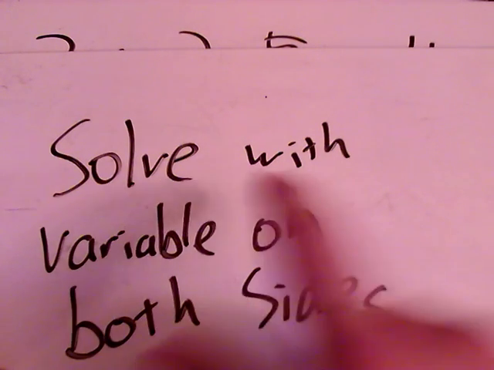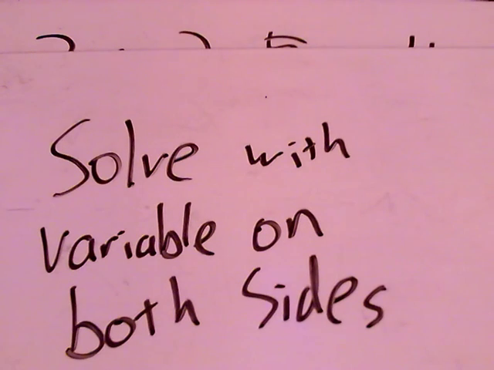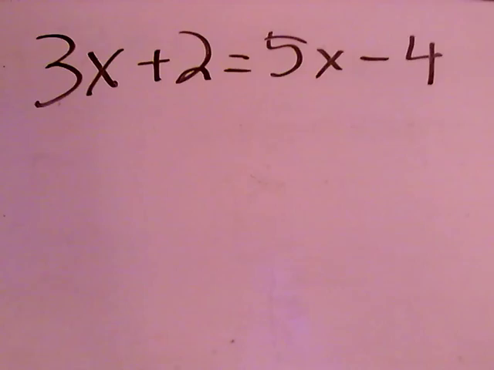Alright, so in this one we're going to solve with a variable on both sides. That means there's going to be a variable on each side of the equal sign, not just one like you've seen before. So we're going to start off with a problem that looks like this: 3x plus 2 equals 5x minus 4.